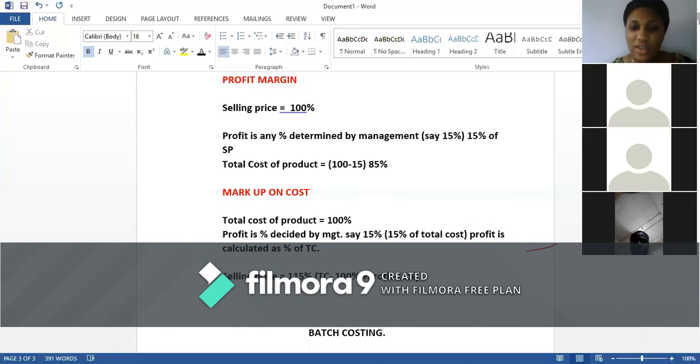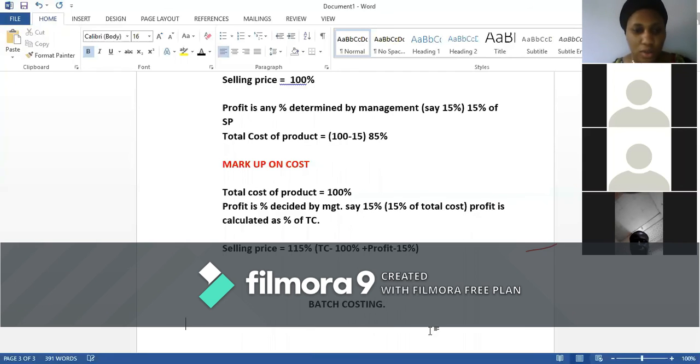So batch costing is a costing method that is used when identical units are produced.